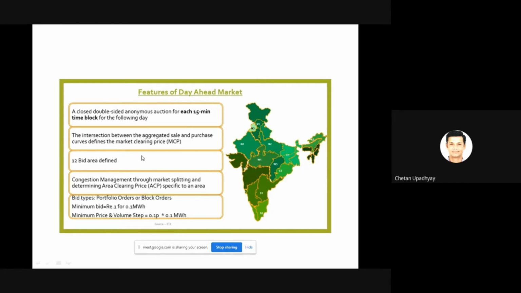The government has decided some restrictions on who can participate in this bidding process. That is, a minimum bid of ₹1 for 0.1 megawatt hour. So you can say that is 1,000 units, 0.1 thousand units, 10 raised to 6 watt hour. Minimum price and volume step, that is 0.1 into 0.1 megawatt hour. So this is the criteria for who can participate in this bidding process.